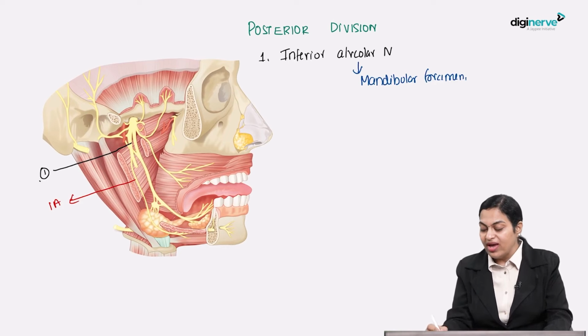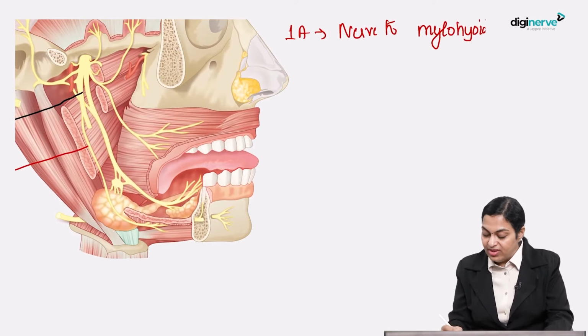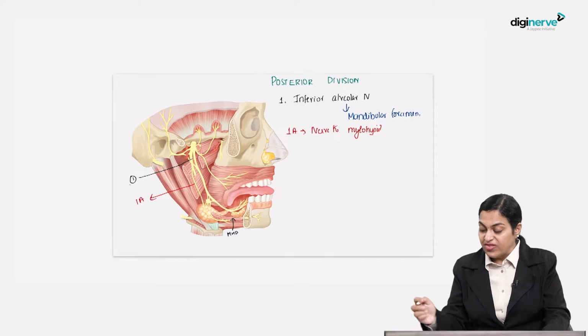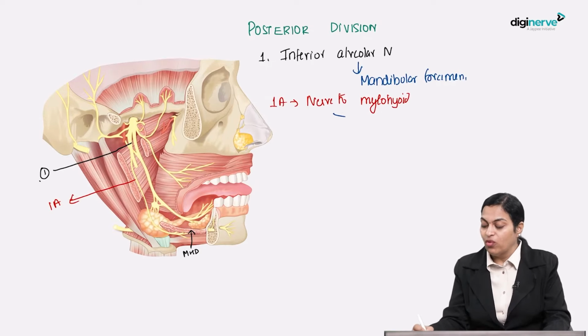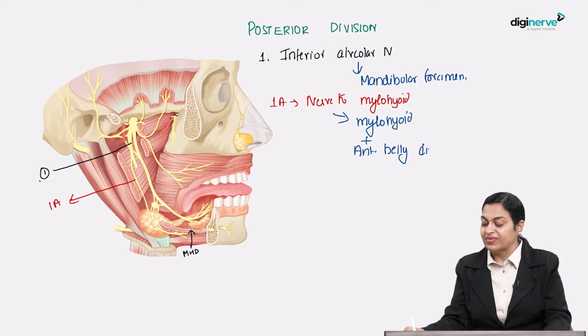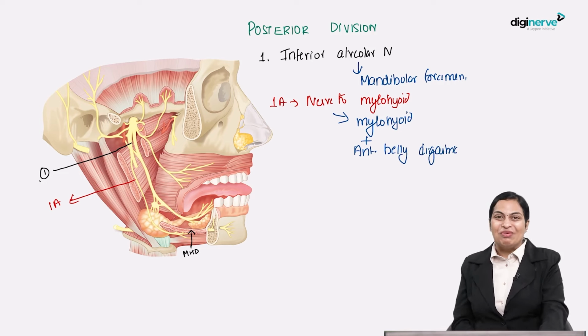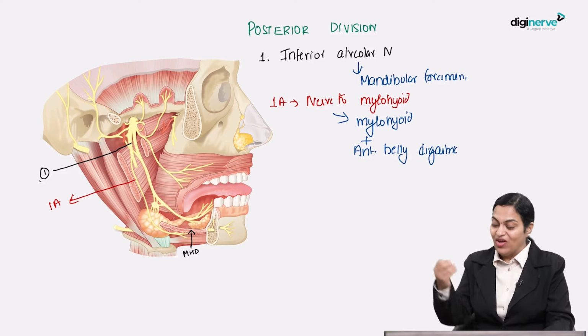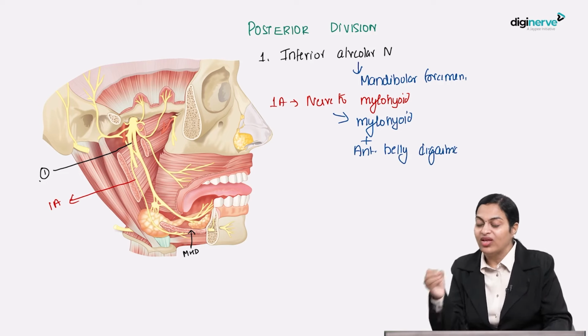It is called the nerve to mylohyoid. This is the mylohyoid muscle. So this nerve to mylohyoid will of course supply the mylohyoid. In addition, it supplies the anterior belly of digastric. The posterior belly is supplied by the facial nerve. Okay, so that's about the inferior alveolar nerve.